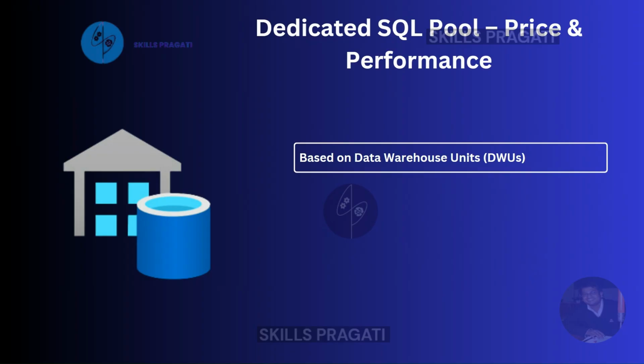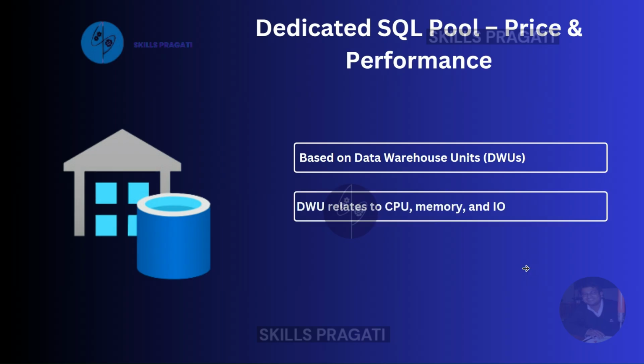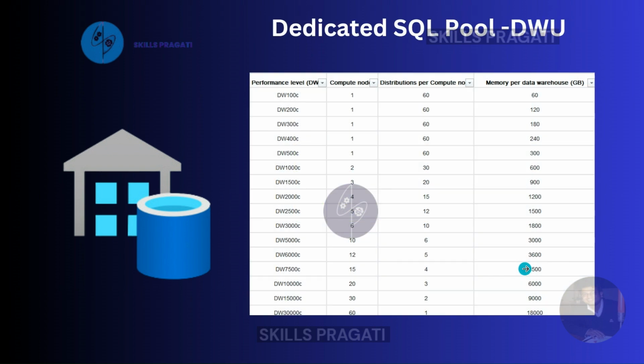The resources we provision for the Dedicated SQL Pool are measured by Data Warehouse Units, DWUs. DWUs will increase or decrease the amount of compute nodes provisioned and the relative performance of the service, and they're billed based on the data warehouse units. Each data warehouse unit relates to an amount of CPU, memory and I/O. The table here shows the relationship between data warehouse units and the compute we get from them.